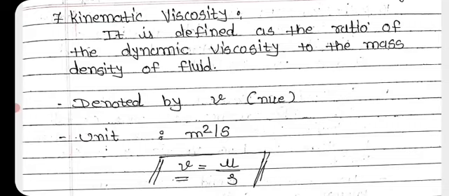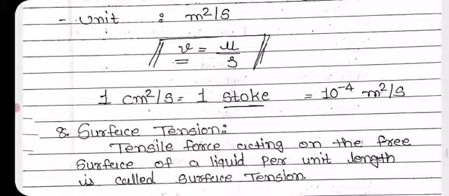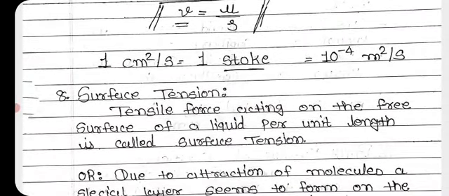Right, so two types of viscosity: dynamic viscosity, tau divided by du by dy, and kinematic viscosity, nu, which is equal to mu by rho. So the SI unit is obviously meter square per second, and the relation with the MKS unit is 1 centimeter square per second is equal to 1 stoke, which is 10 raised to minus 4 meter square per second. So 1 stoke is equal to 10 raised to minus 4 meter square per second.